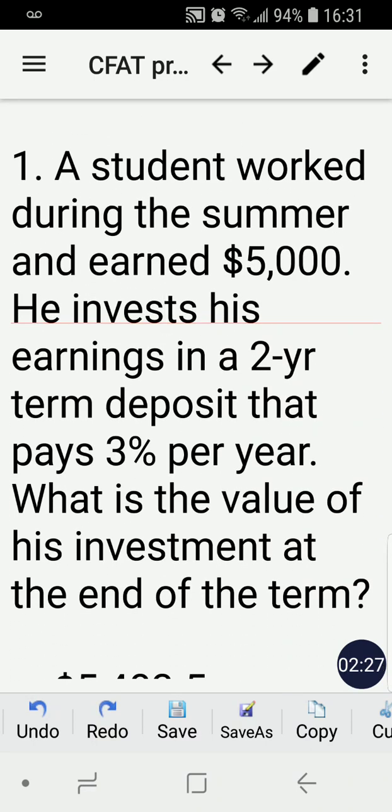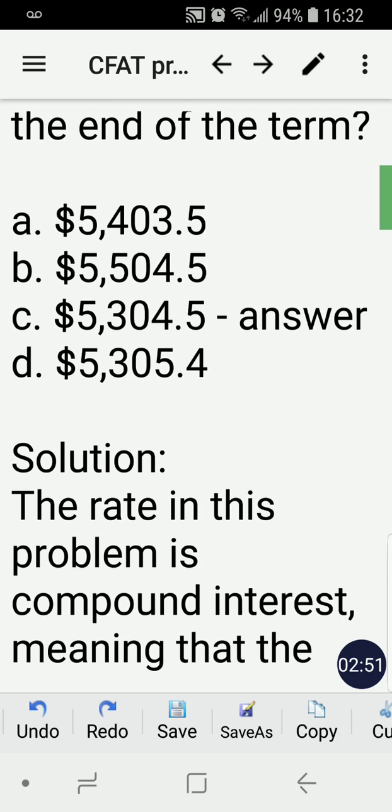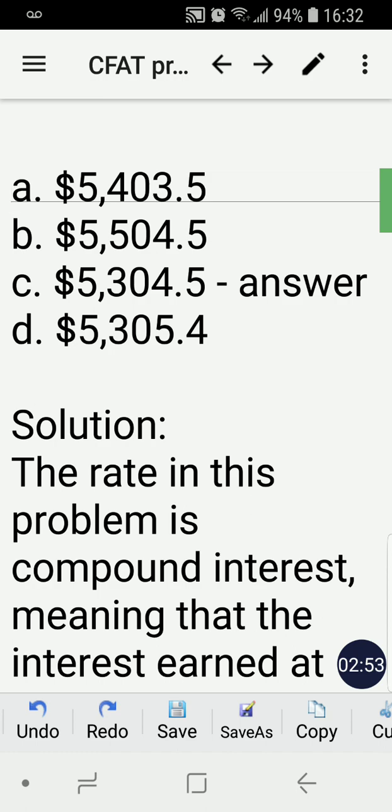A student worked during the summer and earned $5,000. He invests his earnings in a 2-year term deposit that pays 3% per year. What is the value of his investment at the end of the term? Here are your choices, and the answer is letter C.